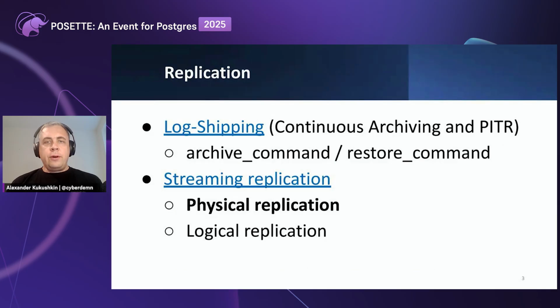On top of write-ahead log, Postgres implements replication. And there are two main types of Postgres replication. One is log shipping replication, which is implemented on the primary by calling archive command. Archive command is simply supposed to copy the write-ahead log file to some remote storage. And on the standby node, there is a restore command, which copies the write-ahead log file from the remote location to the pg_wal directory, and Postgres will be able to replay this file.